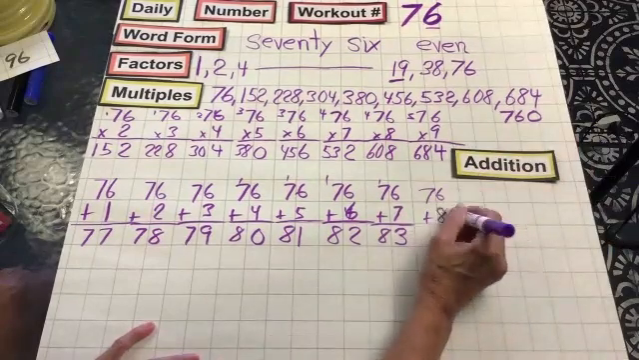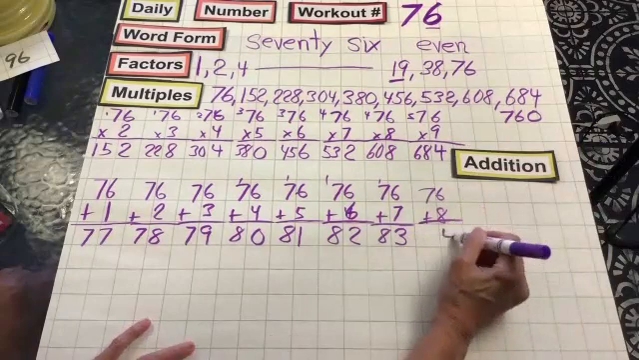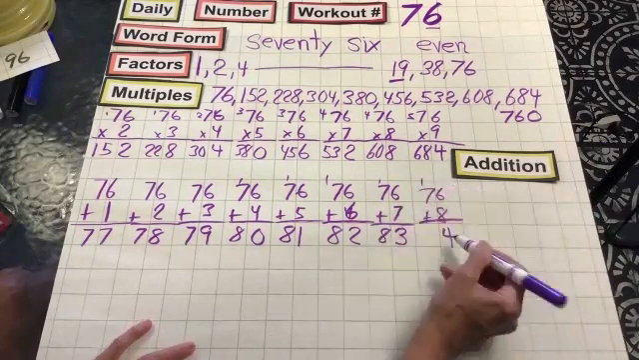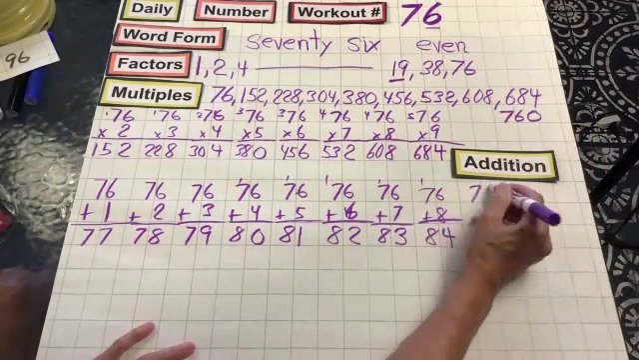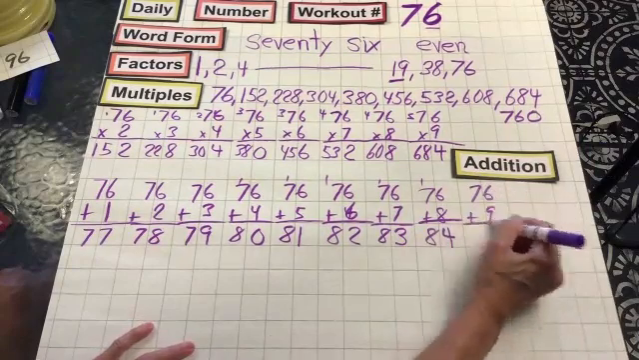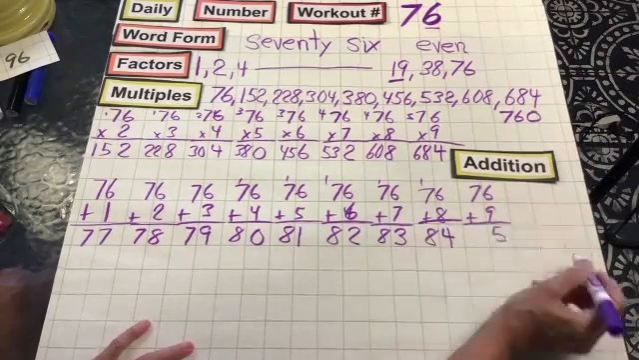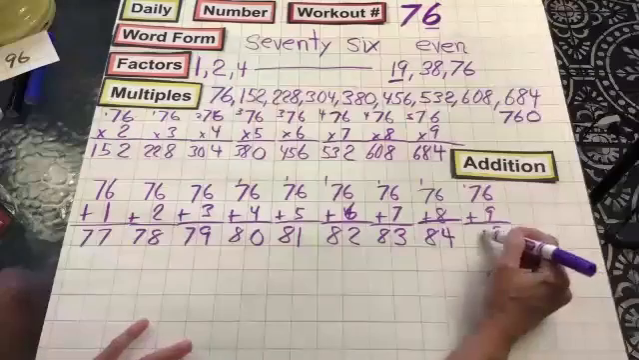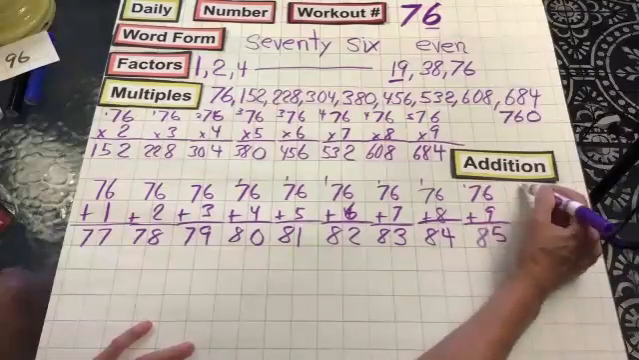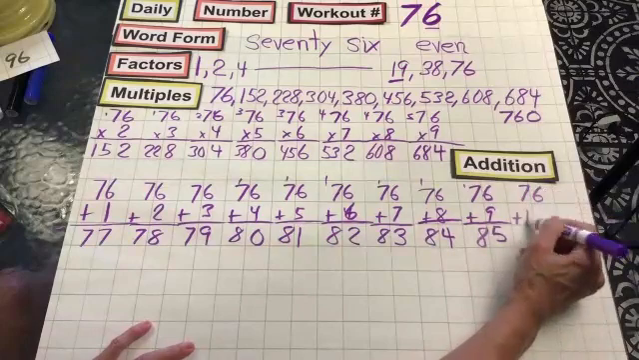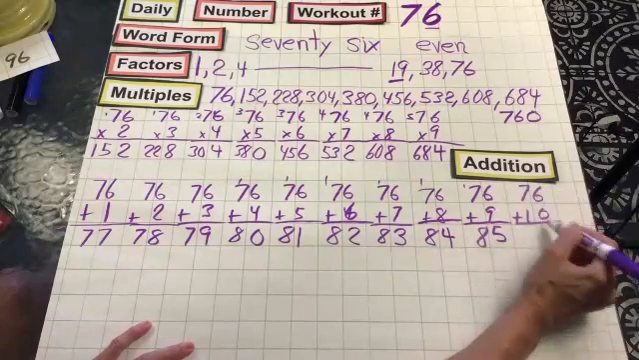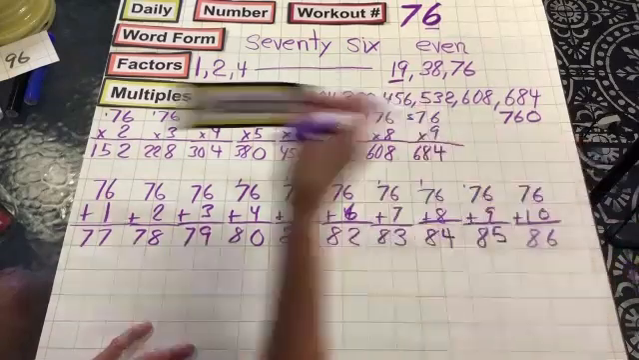76 plus 8. 6 plus 8 is 14. Drop the 4, carry the 1. 1 plus 7 is 8. 76 plus 9. 6 plus 9 is 15. Drop the 5, carry the 1. 1 plus 7 is 8. 76 plus 10. 6 plus 0 is 6. 7 plus 1 is 8. And we're done with addition.